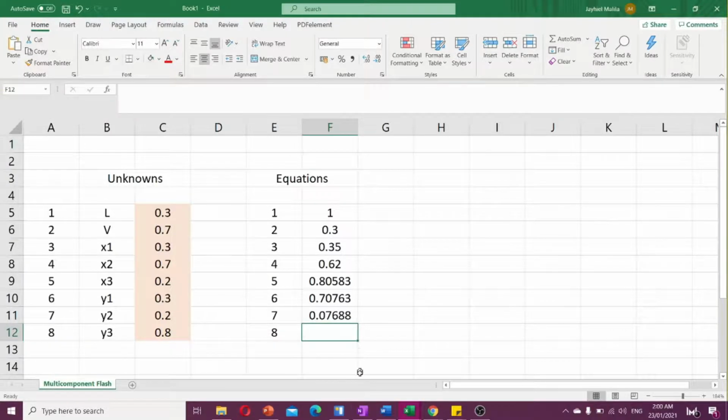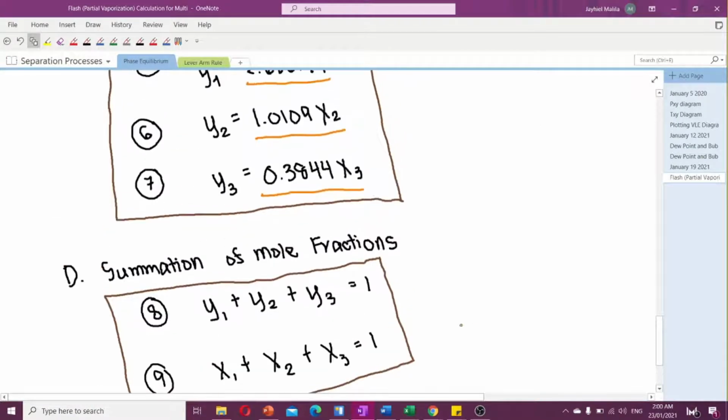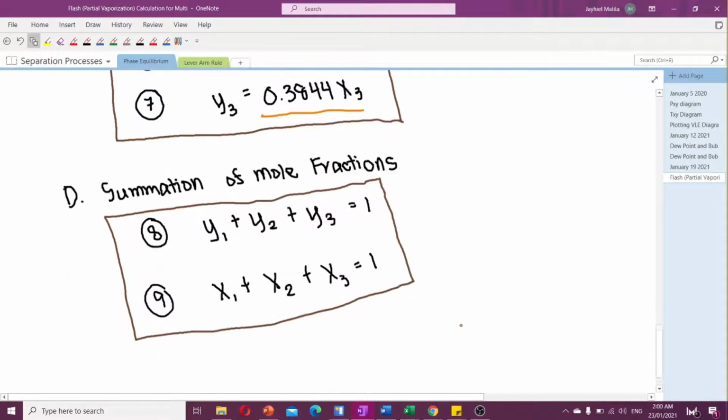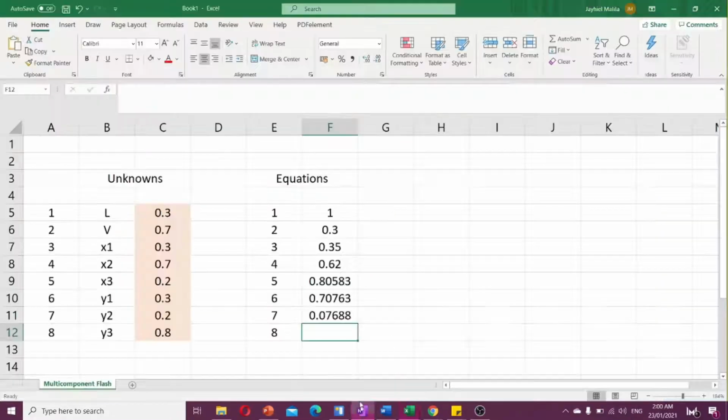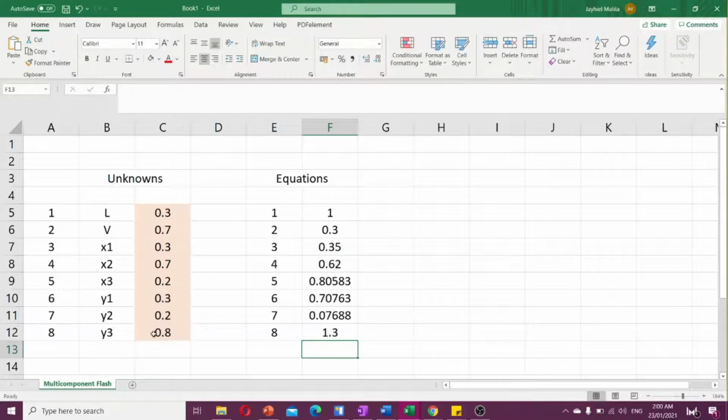Our last equation, I can just use equation 8 or equation 9. I will just use equation 8 for this one: y1 plus y2 plus y3 equals 1. Remember, in basic chemical engineering, I appreciated the dependent equations in chemical engineering calculations. So please remember that one. Okay, so those are the equations and those are the unknowns.